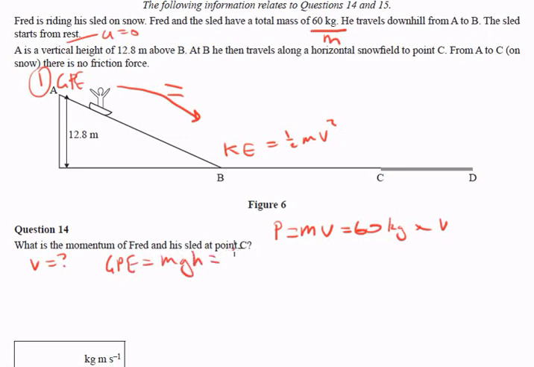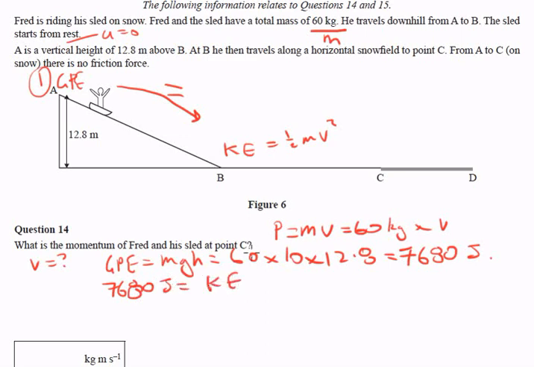In this case 60 times gravity is 10 and his height is 12.8 meters. When you times those together, you get 7,680 joules. Now that's 7,680 joules, that gets turned into kinetic energy. So that's how much kinetic energy he has at the bottom. And we know that equals a half mv squared. So let's rearrange it to find v. I'm going to times both sides by 2 and divide both sides by m.